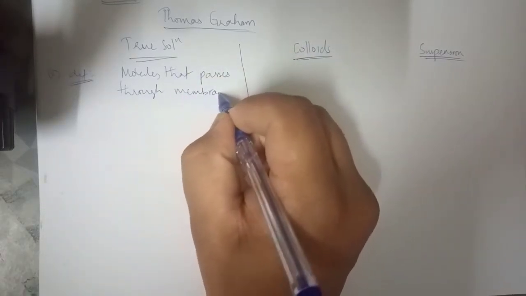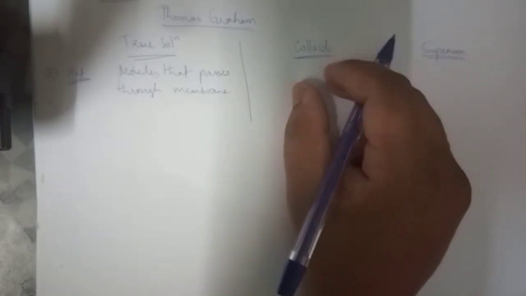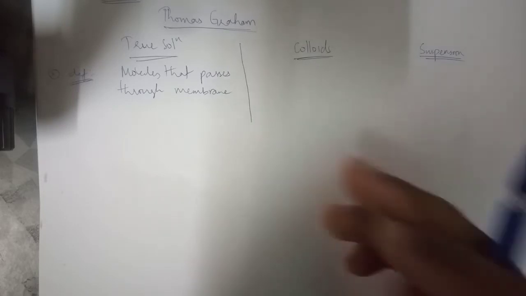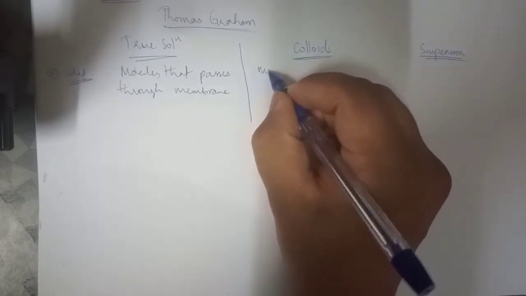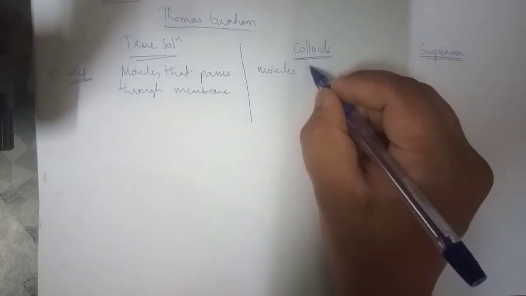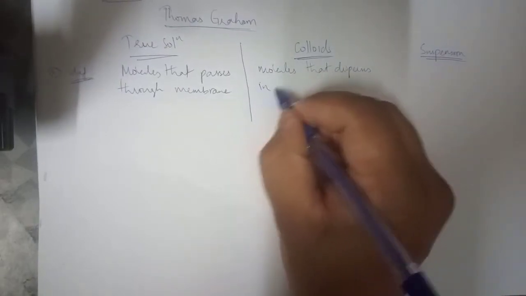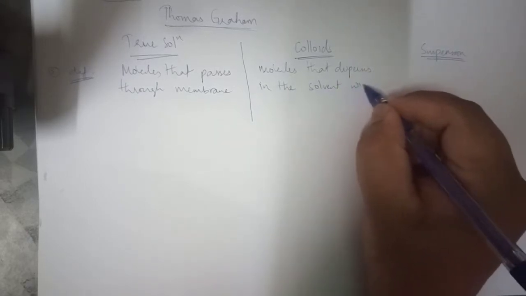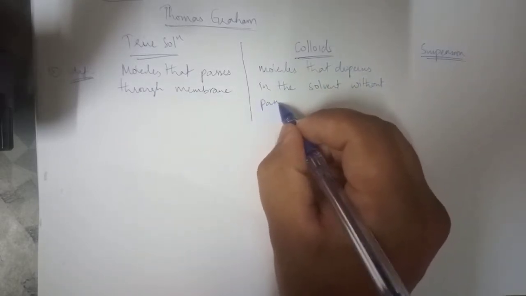Okay, and what about colloids? Does colloidal particles, or by definition, what is a colloidal particle? Colloidal solution, colloids. Those molecules which disperse in the solvent without passing through the membrane. Fine. So in this, what happens? Molecules that disperse in the solvent and they do not pass through the membrane.